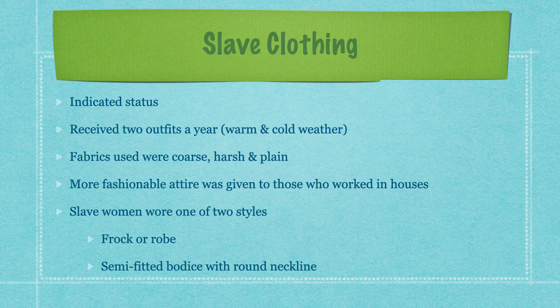So more fashionable attire was given to slaves who worked in the home. Fabrics that were used to create their clothing were more harsh and coarse and also pretty plain. Generally, they only received about 2 outfits per year, one to get them through the warm weather months, and the second to get them through the cold weather months.